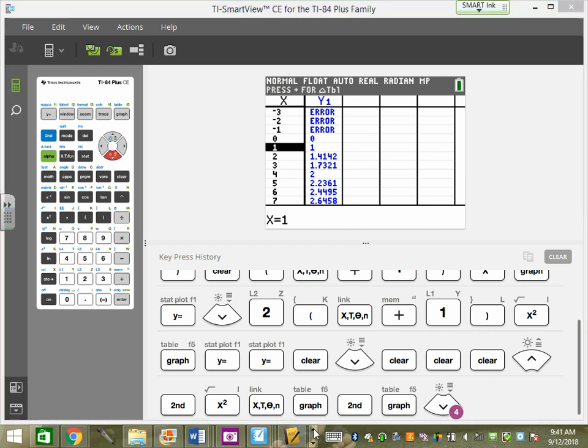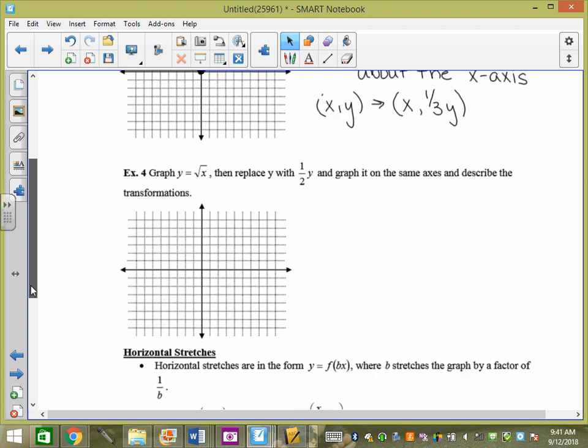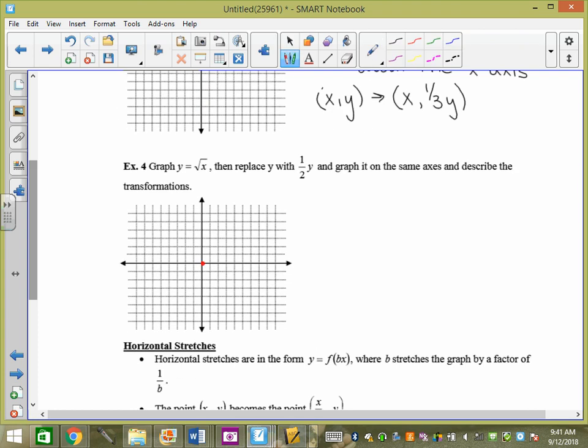So if we went to go sketch that one, we would go 0, 0, 1, 1, 4, 2, 9, 3. I always label so that I know which one is actually which, because you're going to end up with two graphs on, and then who knows which one's which. You always label your graphs.